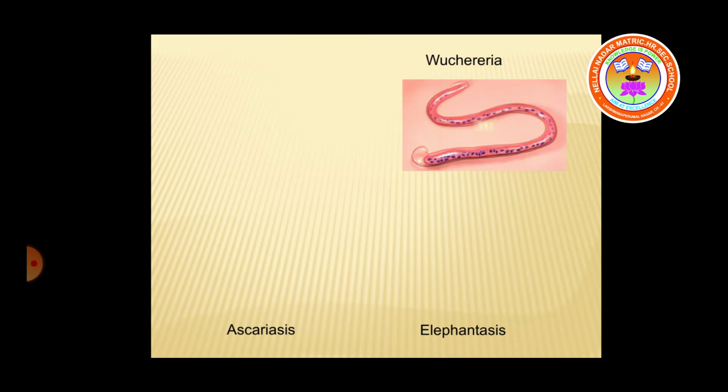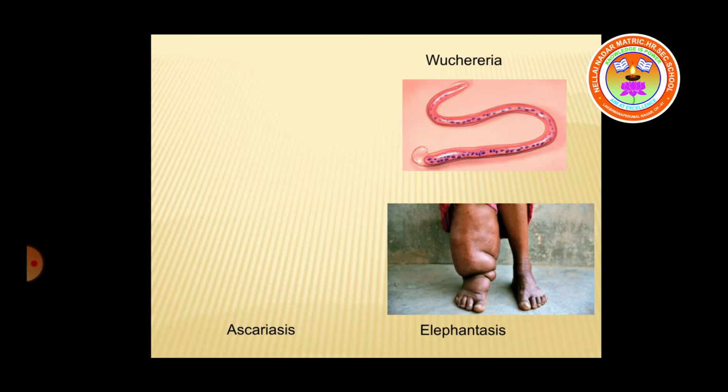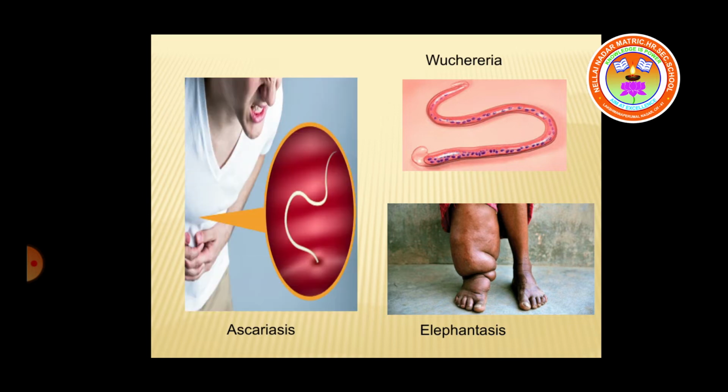There is a worm, Wuchereria, that causes the disease called elephantiasis. This worm blocks the lymphatic vessel and causes a swelling in legs. Another parasite called Ascaris causes a disease called ascariasis. It causes ulcers, stomach pain, and nutrient deficiency.